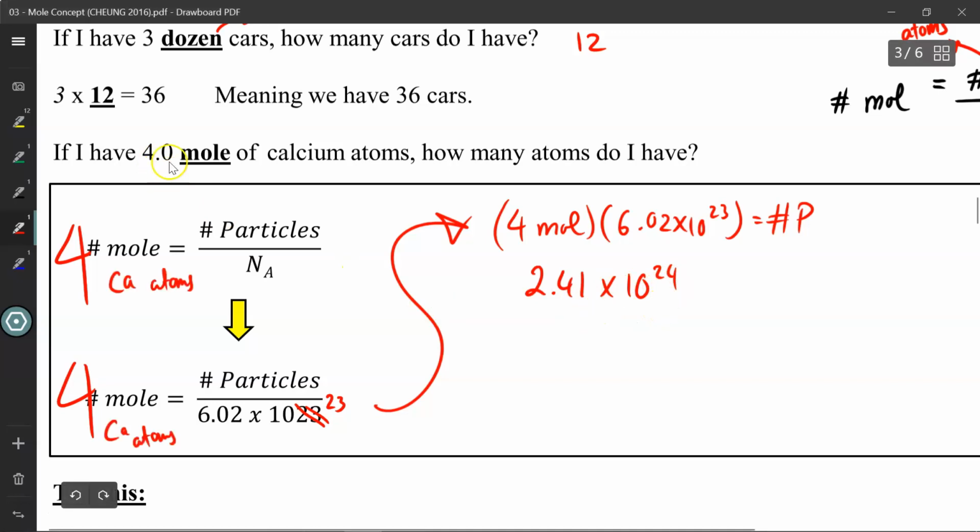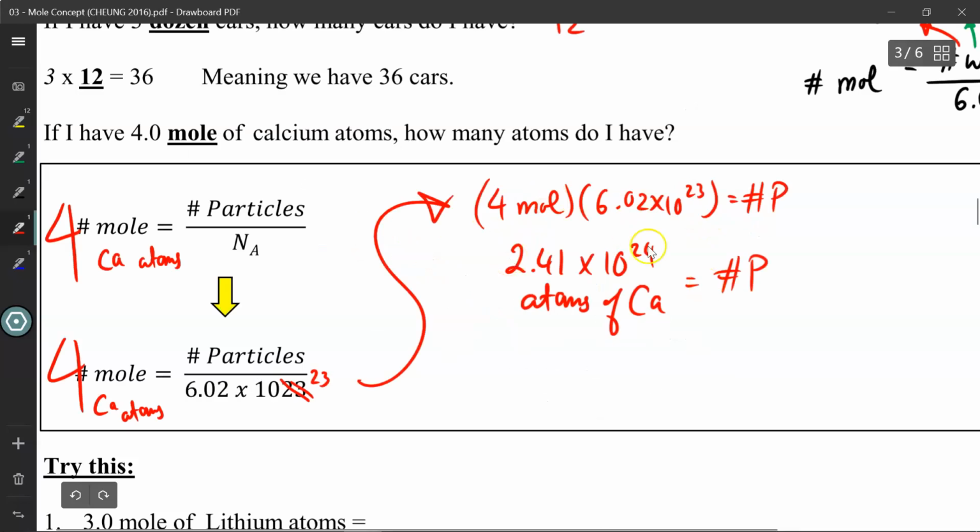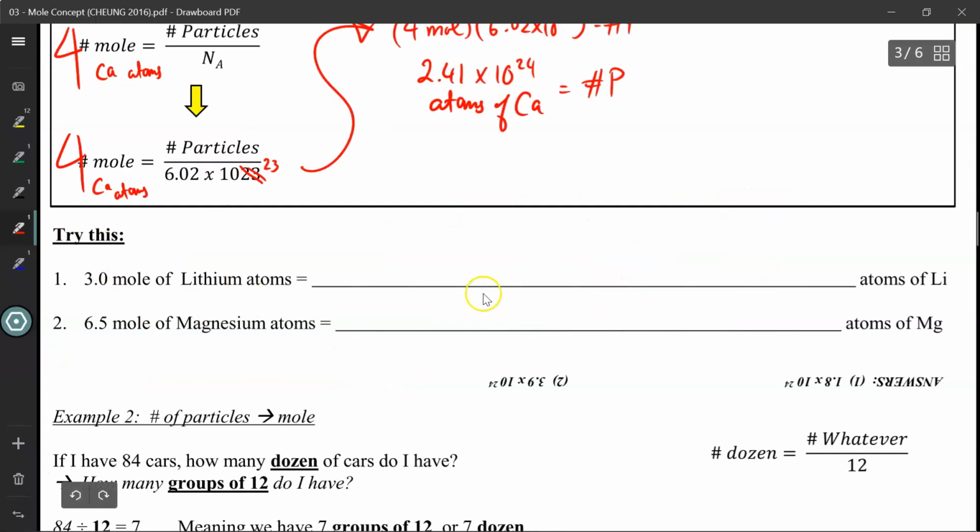Now don't forget, we're talking about 4 mole of calcium atoms. So it's calcium atoms on this side, then the particles we're looking at aren't ions, aren't molecules, they are atoms. So we have to say 2.41 times 10 to the power 24 atoms of calcium. Alright, so try these ones out. The answers are at the bottom. I'm going to move ahead.